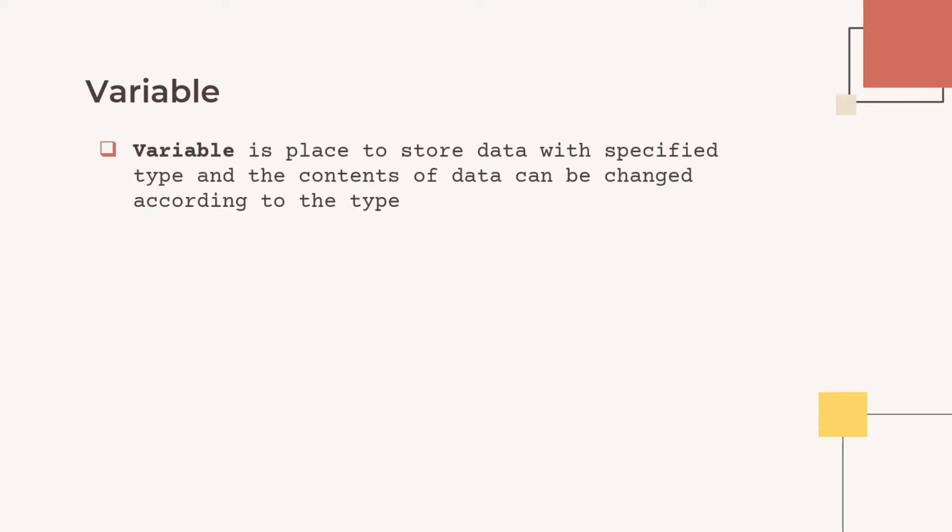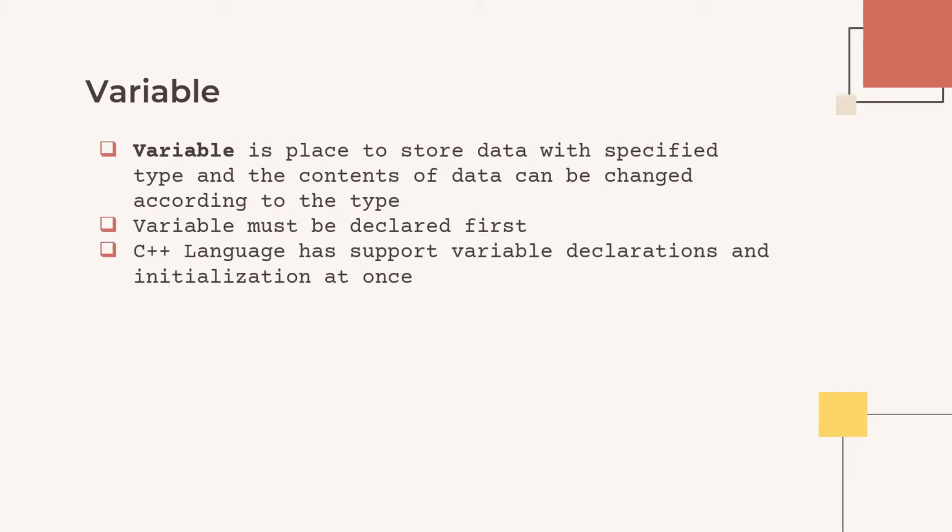Okay, and then I will tell you about variables. A variable is a place to store data of a specified type, and the contents of the data can be changed according to the type. Each variable can only store a single value. So if the value is changed, the previous value is replaced with the new value. A variable must be declared so that the program can allocate memory to accommodate the specific data and process it in the program to obtain the appropriate output. So we must declare the variable first.